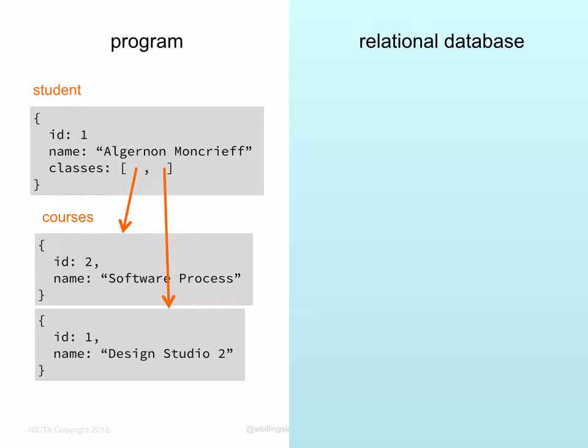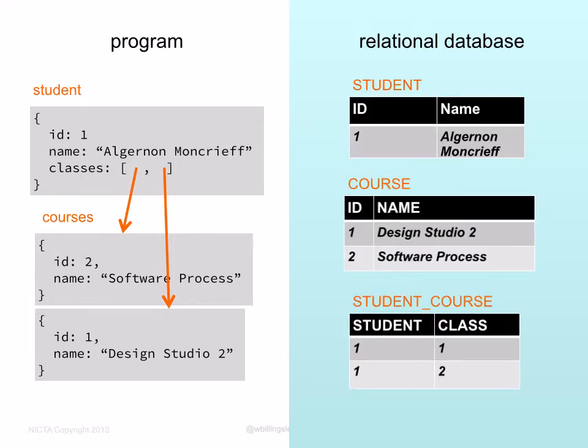That might be stored in a relational database like this. We have a student table that has the ID and the name Algernon Moncrief, but doesn't have the classes in it. The reason it doesn't have the classes is because this table needs to have a fixed set of columns, however many that we choose. But that classes array can have a variable number of entries in it. The student might sign up to 3 more classes, and so we would need to put 3 more classes into that array. Where would we store them if we only have a fixed set of columns?